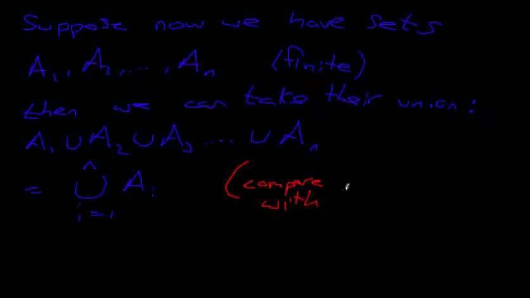Compare with when you take a sum. So you can take the sum of like ai. These can't be sets here. These are like real numbers. Let's say the sum from i equals 1 to n of ai. Okay, this is kind of similar. We're summing over the i, right, where the i go from 1 to n.